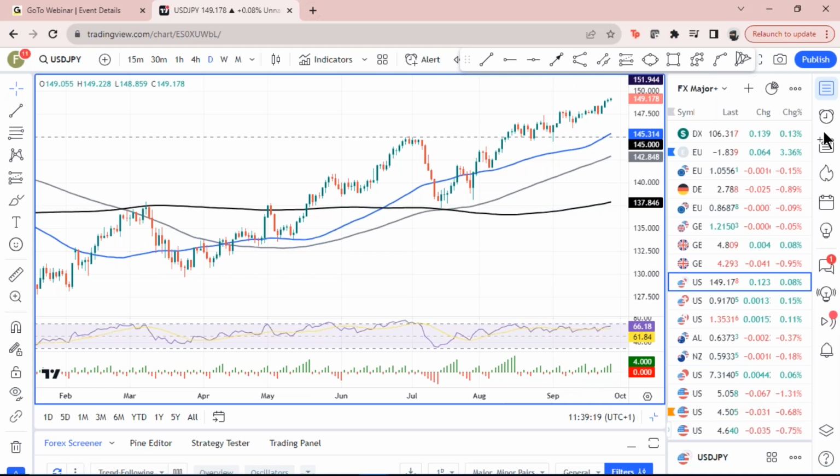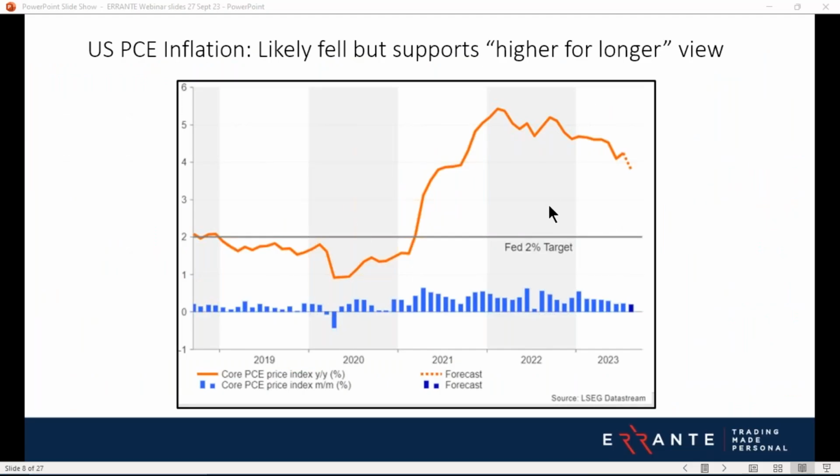Okay, let's go now to the data for this week. Firstly, we get US PCE inflation data. You can see the chart here, likely to fall, but supports this higher for longer view still. Analysts expect core PCE prices to rise by 0.2% month on month in August, matching the rate seen in July. Traders will all be framing the data within the context of Fed policy to judge whether the central bank will follow through on its projection of another rate hike this year.